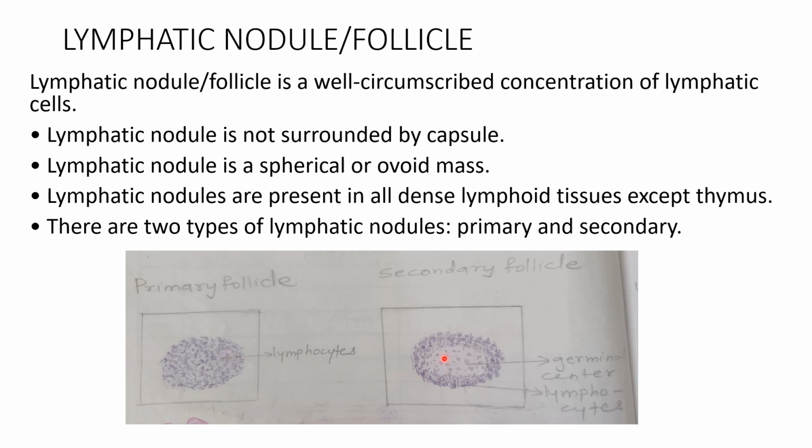The lymphatic follicles are present in all the dense lymphoid tissues. So try to recollect the dense lymphoid tissues. These are spleen, lymph node, then tonsil. These all have lymphatic follicles in them except thymus. The thymus does not have lymphatic nodules or lymphatic follicles. The lymphatic follicles are of two types. So these are primary lymphatic follicles and these are the secondary lymphatic follicles.